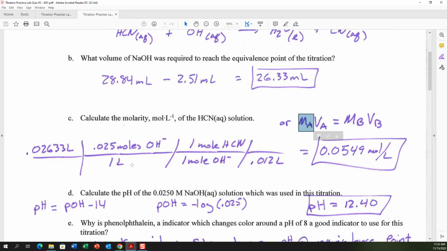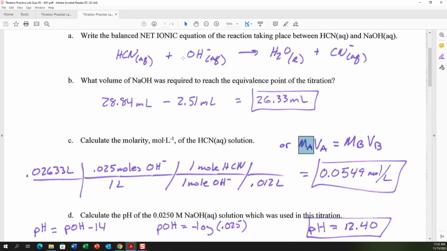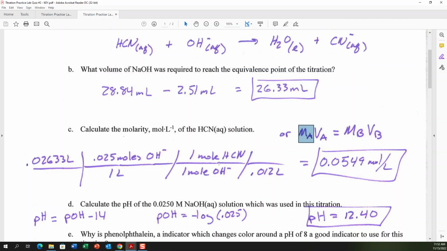Now the stoichiometric way would be to take our volume of NaOH times the molarity of NaOH. That gives us moles of OH minus. It's a 1-to-1 ratio from our balanced equation, right? And that would give us moles of HCN. And then we would take that many moles of HCN and divide it by the volume of the original HCN sample, which was 12 milliliters, but for molarity, we need to divide by liters, so that's 0.012 liters, and we get our molarity of HCN. So boom, we got our molarity, okay?